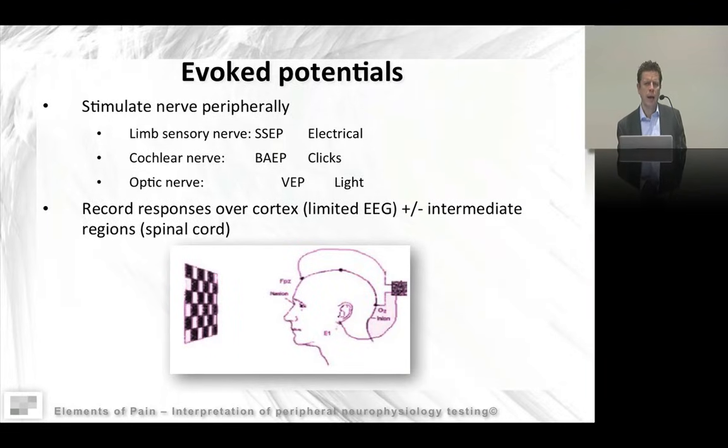Evoked potentials are slightly different. What they essentially are is a limited EEG, so we're recording activity over the spinal cord and brain, then providing a peripheral stimulation. And that could be a visual stimulation, such as an alternating checkerboard in the visual fields. You can give clicks and sounds to give a brainstem evoked auditory response through the cochlear nerve, or we can give an electrical stimulus in the hand or foot, and then record a somatosensory evoked response.